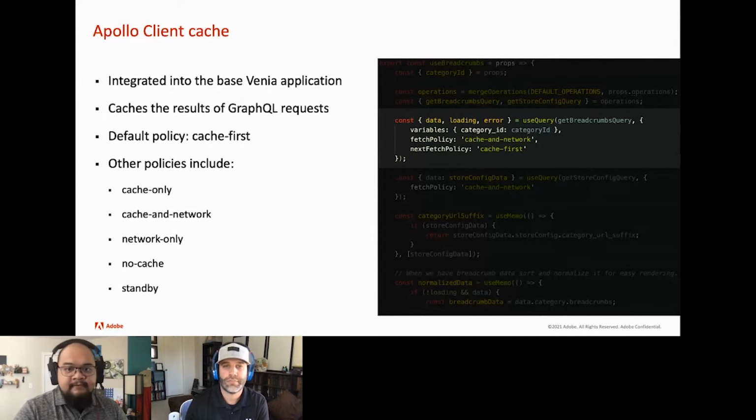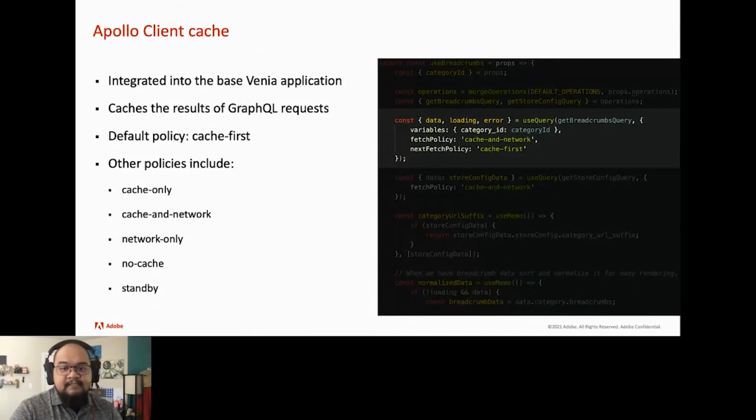If we take a closer look, we see that it's telling the Apollo client to execute this query against both the cache and the network on the first request, and then for every request after that, look in the cache first to avoid unnecessary network calls. The Apollo client supports a number of fetch policies that we've listed here, and you can use any of these to optimize your GraphQL requests. I highly recommend checking out the Apollo client documentation for more tips on using this library.